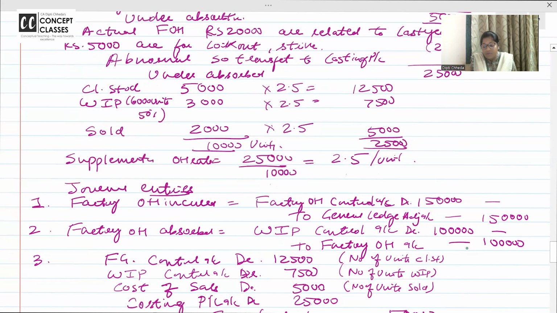अब ये 10,000 units कैसे मिले? Closing stock 5,000 units. रुको closing stock. We have charged factory overhead less. लगाने दो. Work in progress 6,000 units, but it is only 50% complete. So equivalent is 3,000. Number of units sold is 2,000.